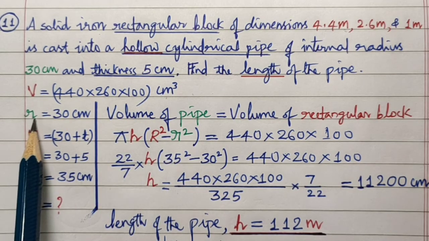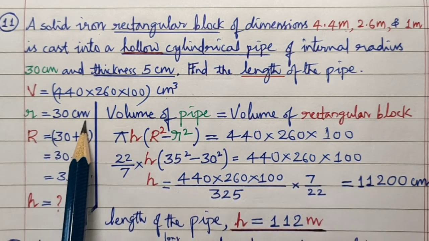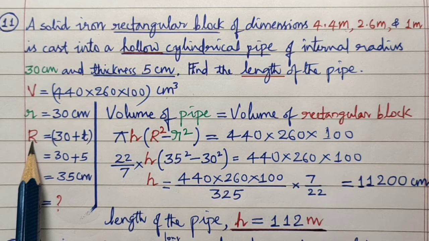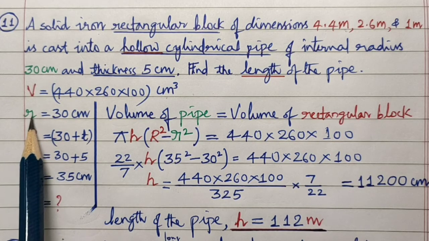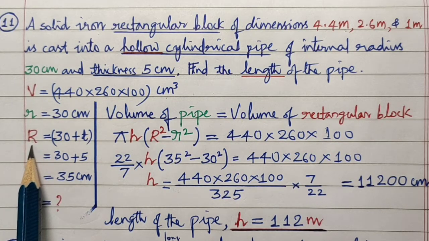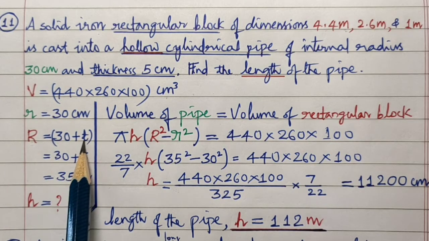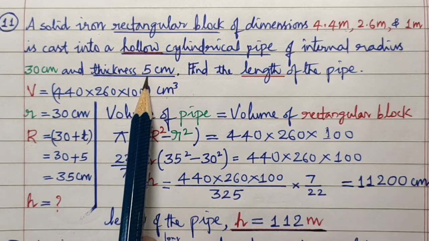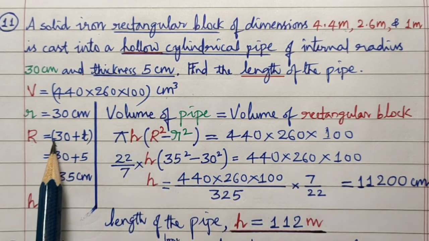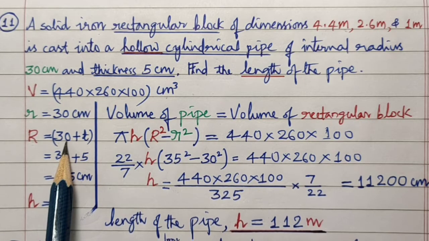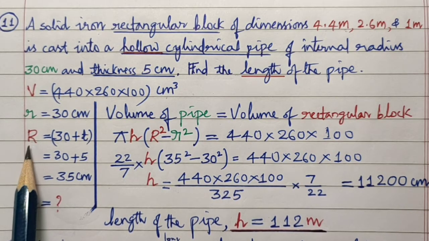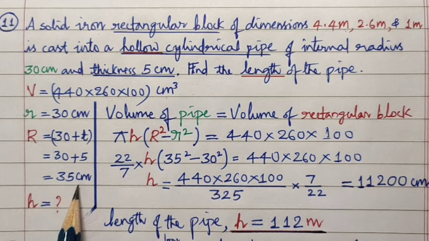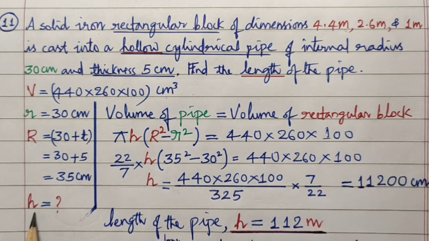The radius of that pipe is 30 centimeters, they have given. This is the internal radius, and the external radius is 30 plus the thickness of the pipe. The thickness is given as 5 centimeters. This is the internal radius 30 plus 5. This is the total radius of that cylinder, the external radius, that is 35 centimeters. We need to find out the length, which we take as h.